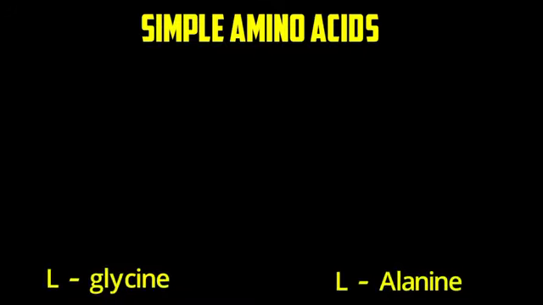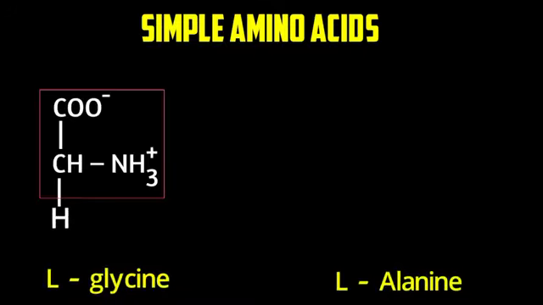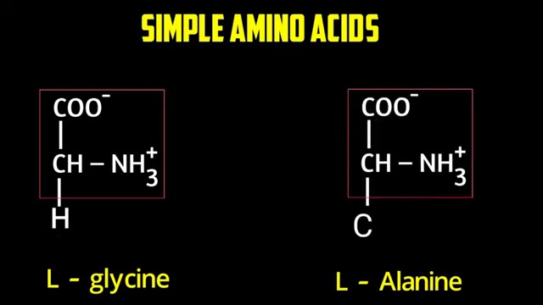Simple amino acids. We have two members, glycine and alanine. You add hydrogen to the general amino formula to get glycine. You add carbon to the general amino formula to get alanine. The carbon has one covalent bond, so it requires 3 more to make it 4. That's why we add H3 to it.